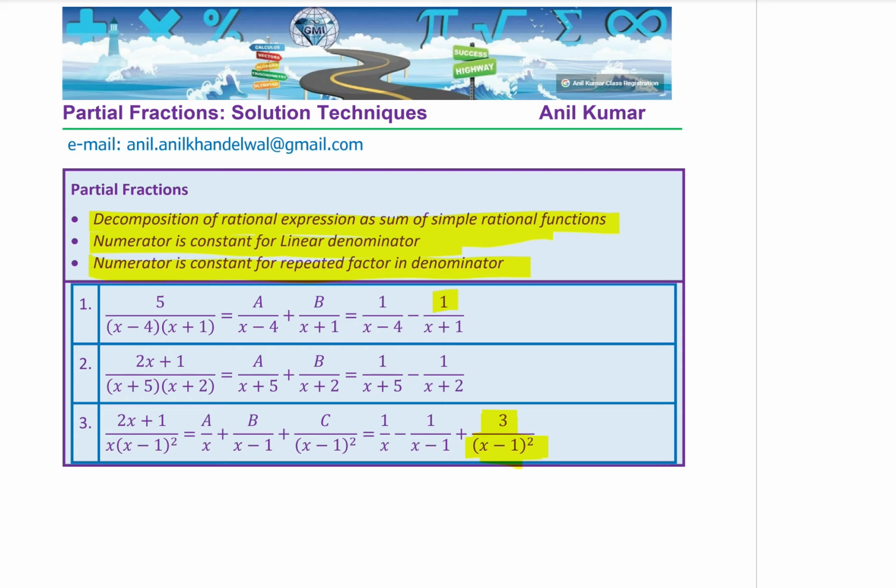Perfect. So we did these three examples. One where there was a constant term in the numerator, another one with a linear term, and then we took an example where there was a repeated factor in the denominator. Perfect. So that is how we could do it. I hope the steps are absolutely clear.